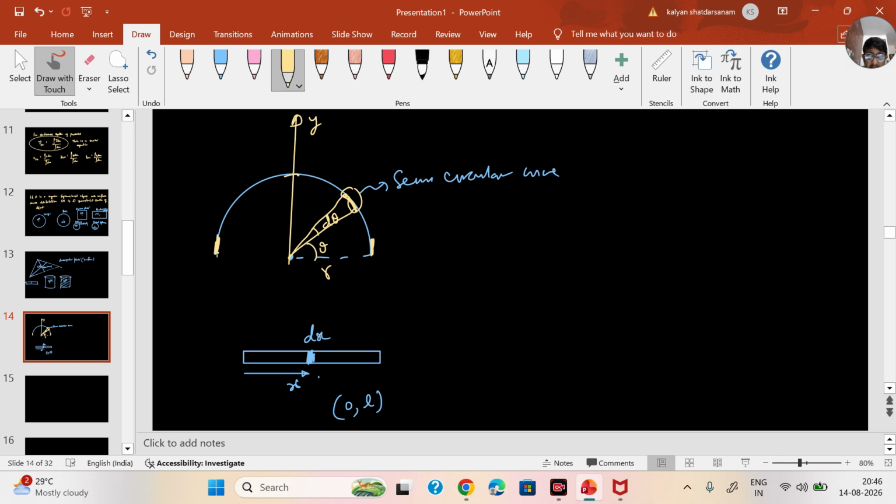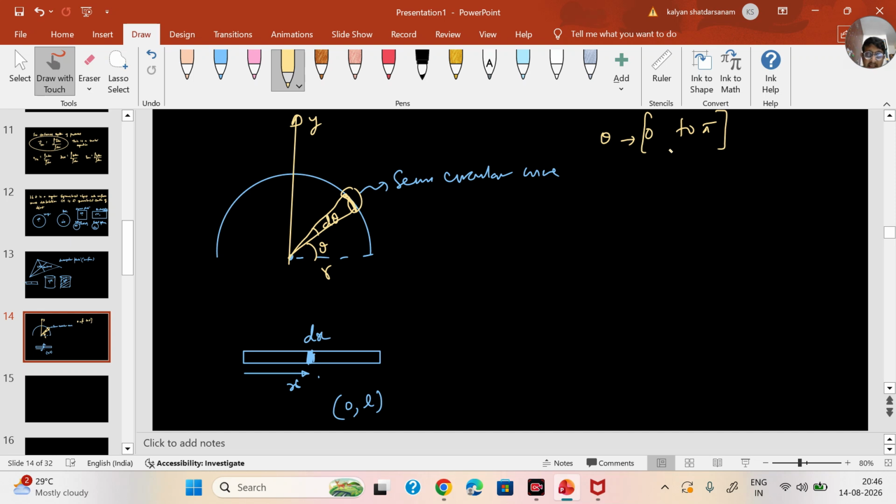If theta is pi by 2, that element is here. So by giving all possible values from 0 to pi, theta goes from 0 to pi. By giving all possible values, I cover the whole object. This is my idea. So in order to integrate, I should choose an element. Element means a part of the object, a small part which is tending to 0. Okay. How should I choose the element?